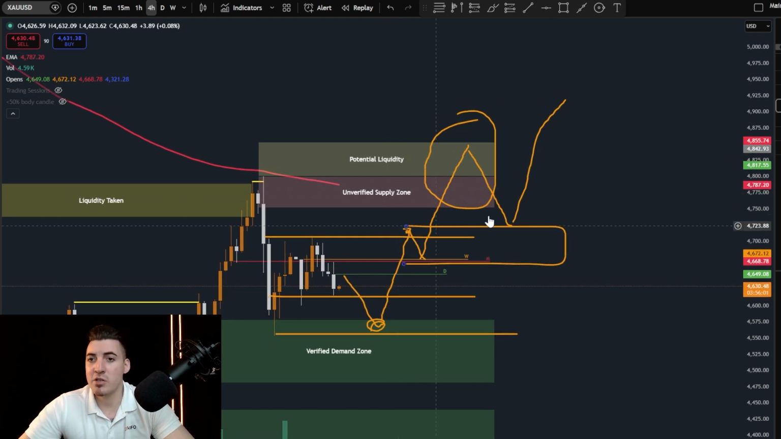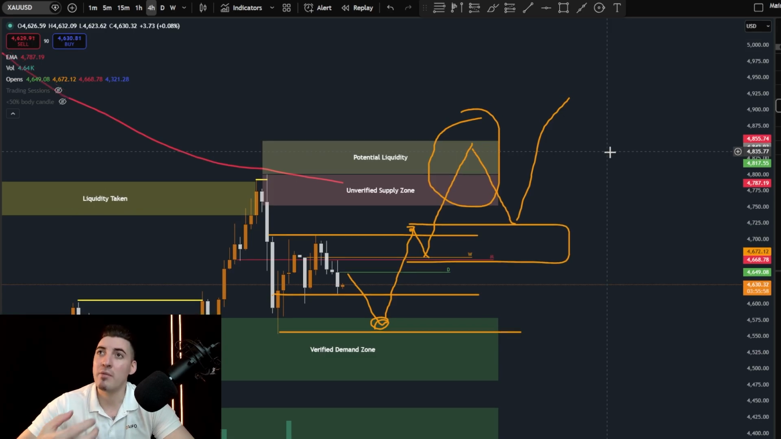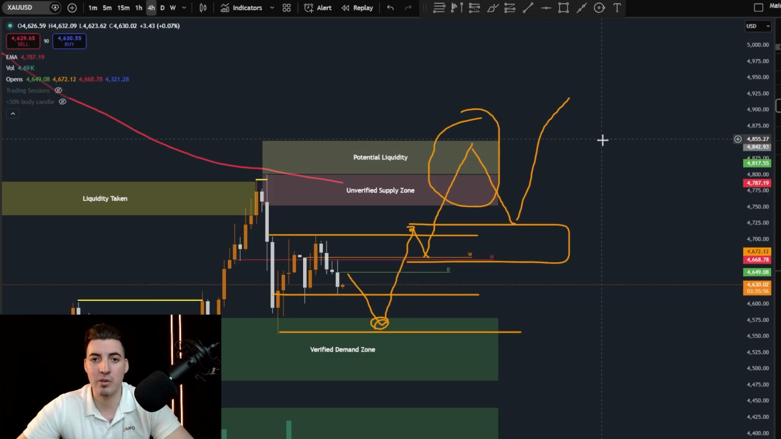I would be mainly bullish. I'll be looking for longs, and that goes again with the trend. And that's exactly what we want to continue doing.